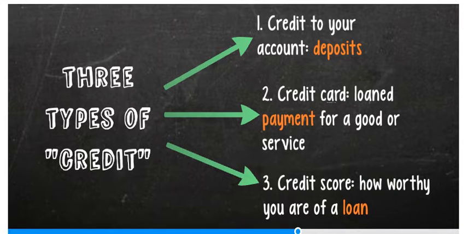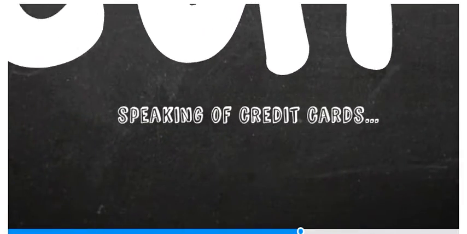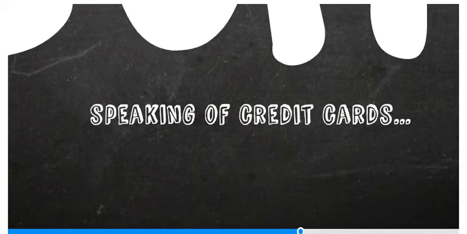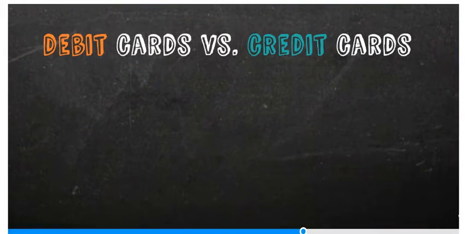And the third thing is your credit score. Now, a lot of people have seen the Credit Karma commercials or freecreditreport.com. You've seen those commercials before, and we're going to kind of dig into what a credit score is. So, a credit score is how worthy you are of a loan. But first, before we get into that, we're going to talk about credit cards themselves. Debit cards and credit cards are not the same thing.